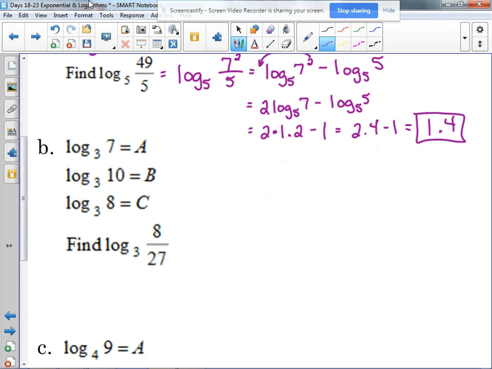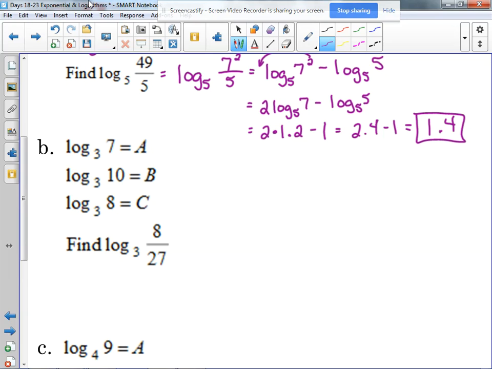Okay, let's look at this example. Log base 3 of 7 is equal to A. We don't have a value. They give us a variable for that number. Log base 3 of 10 is equal to B. Log base 3 of 8 is equal to C. We want to find log base 3 of 8 over 27.